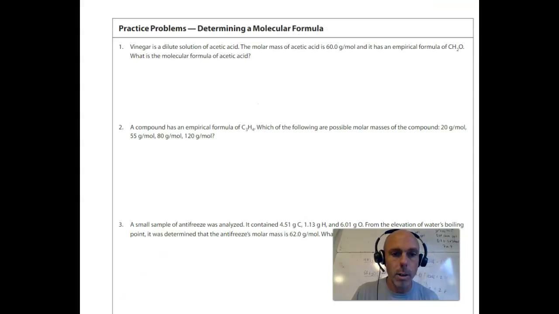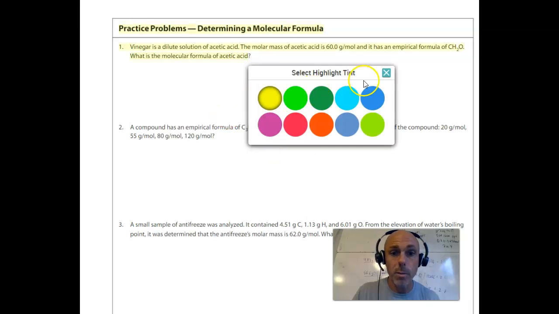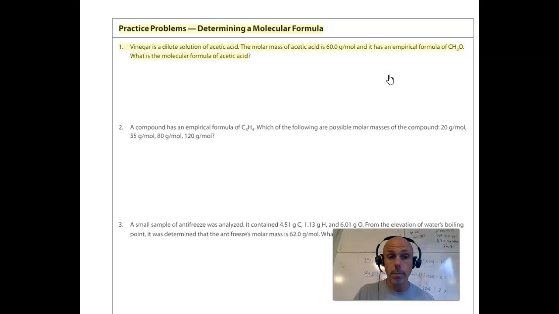So I flip my page, I'm on 149 of the ebook, and I recommend that you solve practice problem 1 on your own. Pause the video at this point if you're going to do so, and come back when you're done and compare your answer to mine.